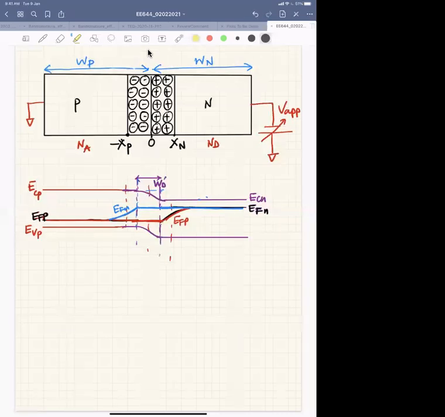Once I derive the current equation, I'll come back to this point later. At this point, you just assume that EFN and EFP are constant in the depletion region, and this is based on the assumption that there is no recombination happening in the depletion region. I will come back to this point later.